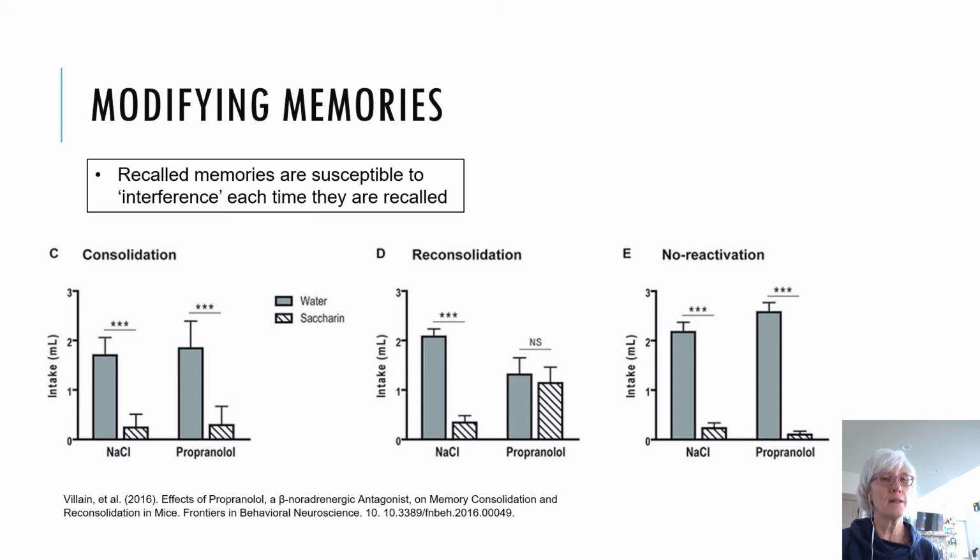They simply forgot that they didn't like sugar water, because that long-term memory of not liking sugar water was brought back to short-term memory, and propranolol, giving that drug, inhibiting norepinephrine, prevented the reconsolidation of that memory that had been removed from long-term back to short-term. So it seems that norepinephrine is critical for that consolidation.